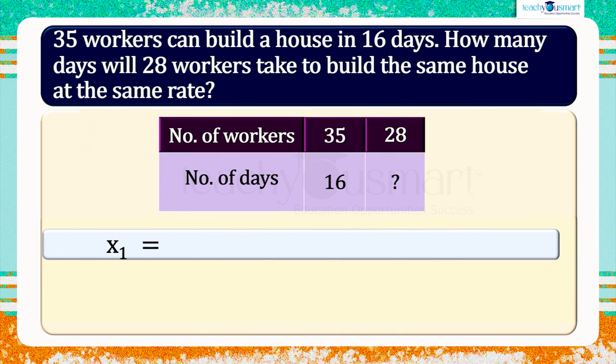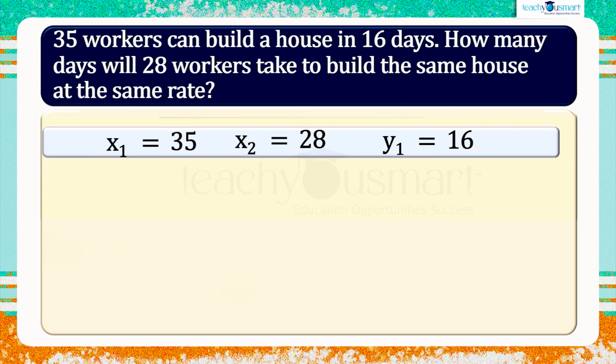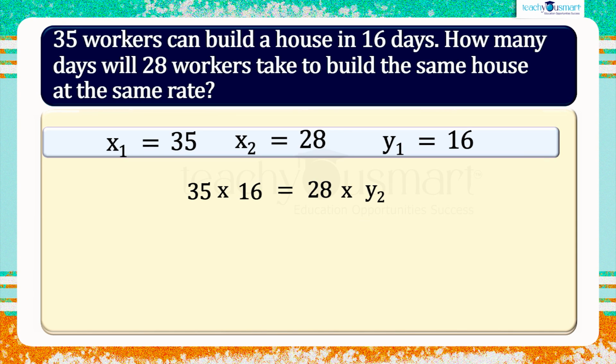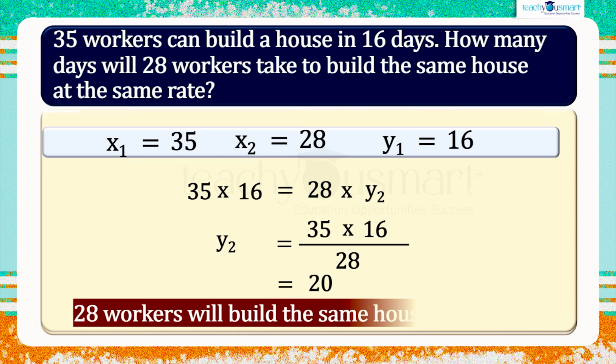Here x1 equals 35, x2 equals 28, and y1 is equal to 16. Then, 35 multiplied by 16 equals 28 multiplied by y2. That is, y2 equals 35 multiplied by 16 whole divided by 28 equals 20. Therefore, 28 workers will build the same house in 20 days.